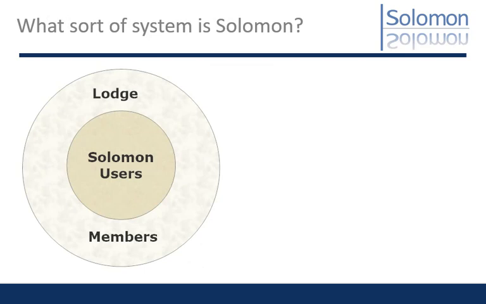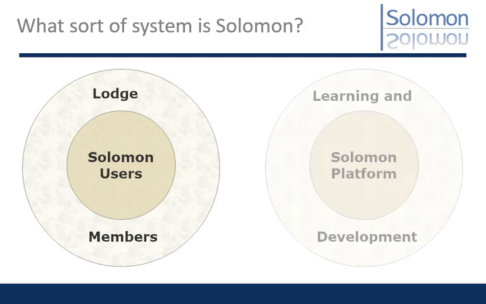This slide asks the question, who is Solomon supposed to benefit? Is it the diagram on the left, or the diagram on the right? In the diagram on the left, Freemasonry is divided between those who have access to Solomon. In the outer ring are the other lodge members. These members are excluded from Solomon, as they do not have an account. We hope this is not the shared perspective of Solomon. Rather, the diagram on the right encapsulates our philosophy.